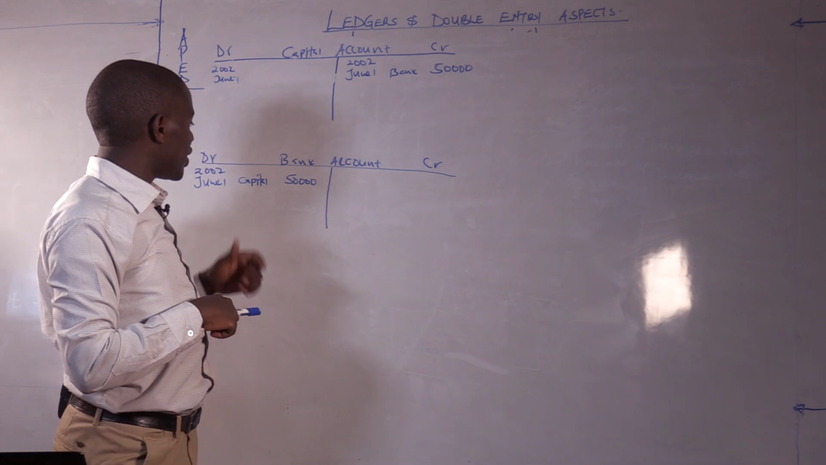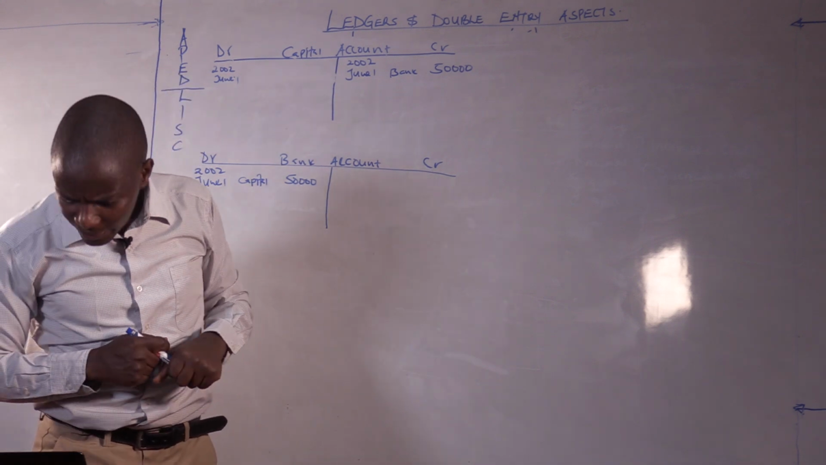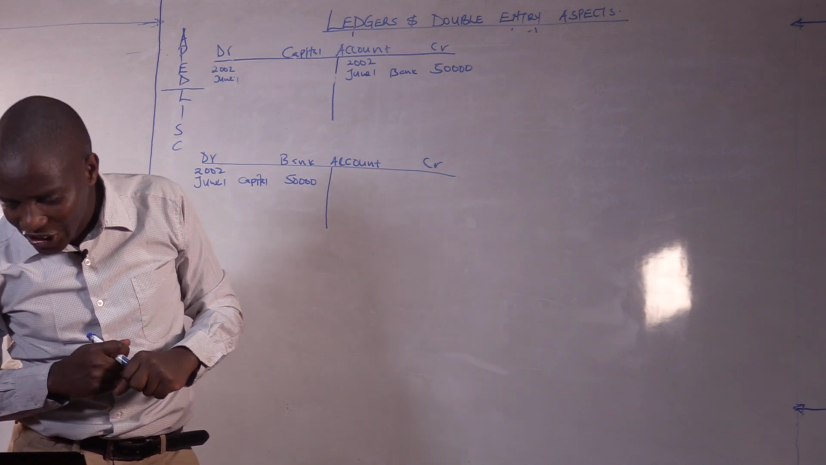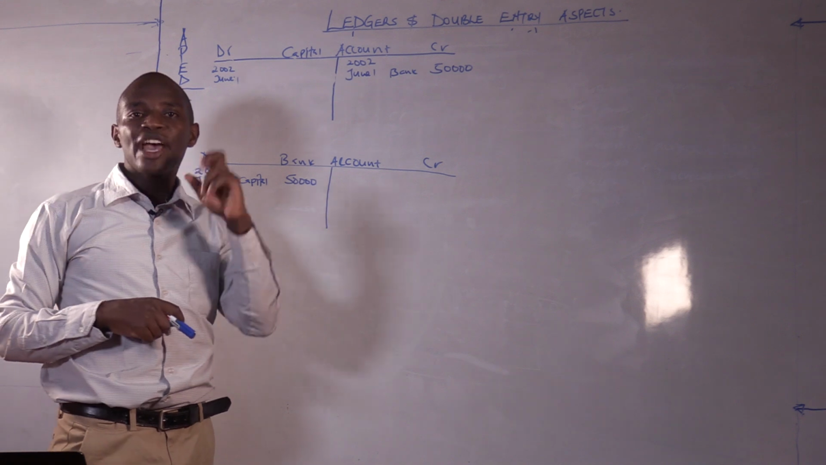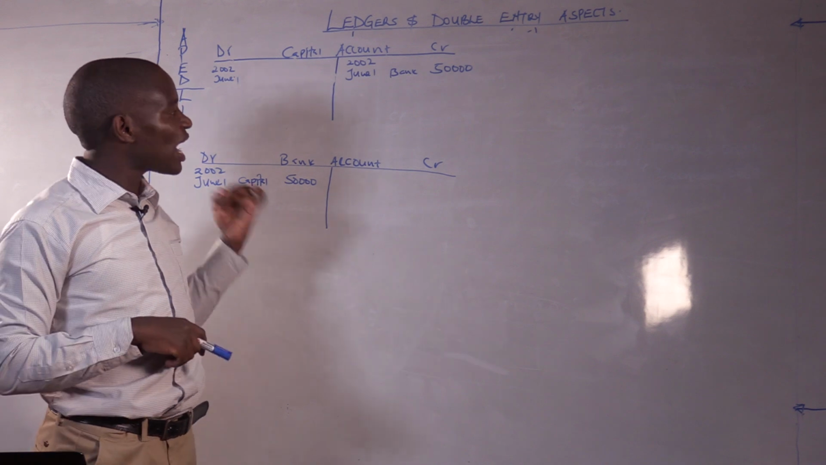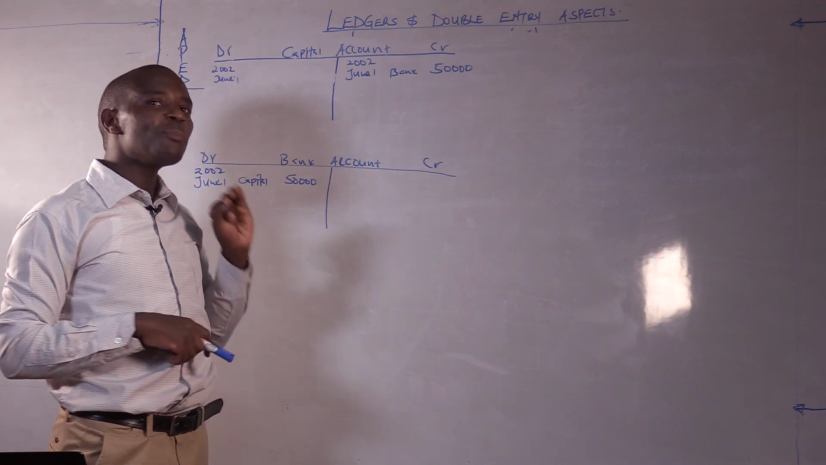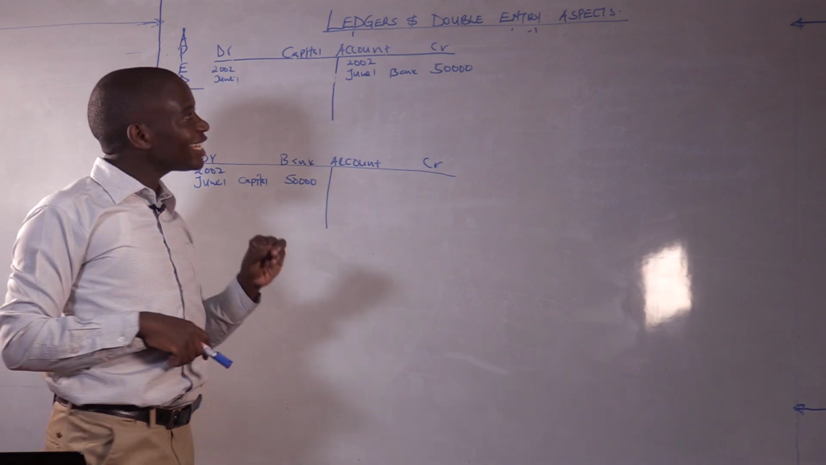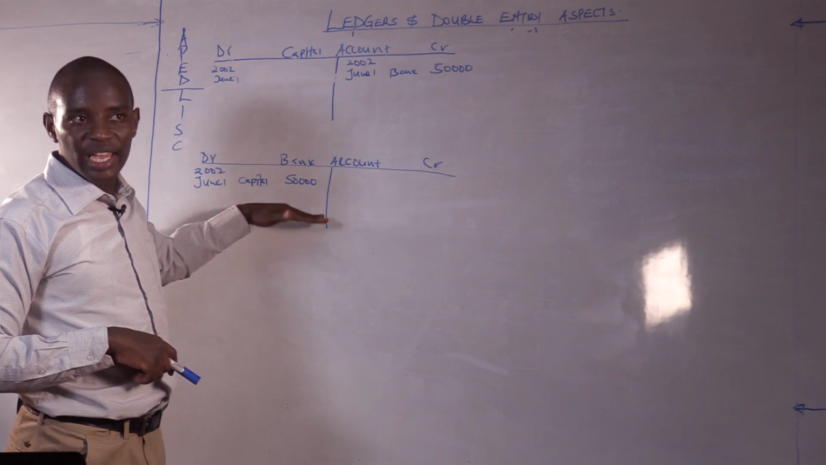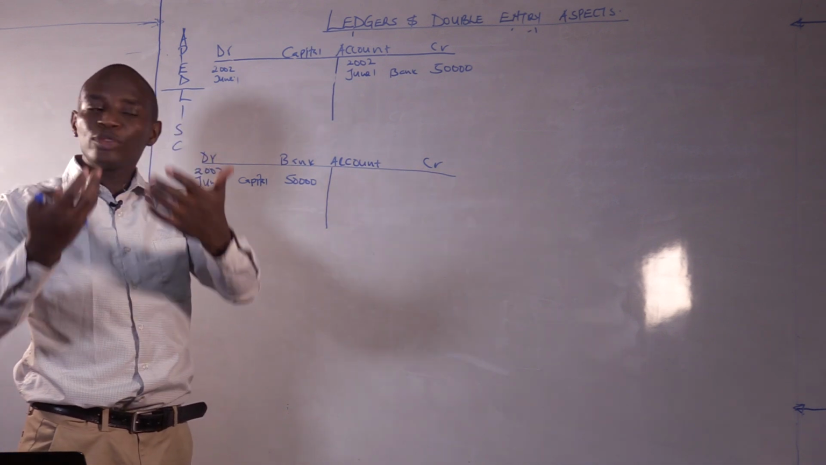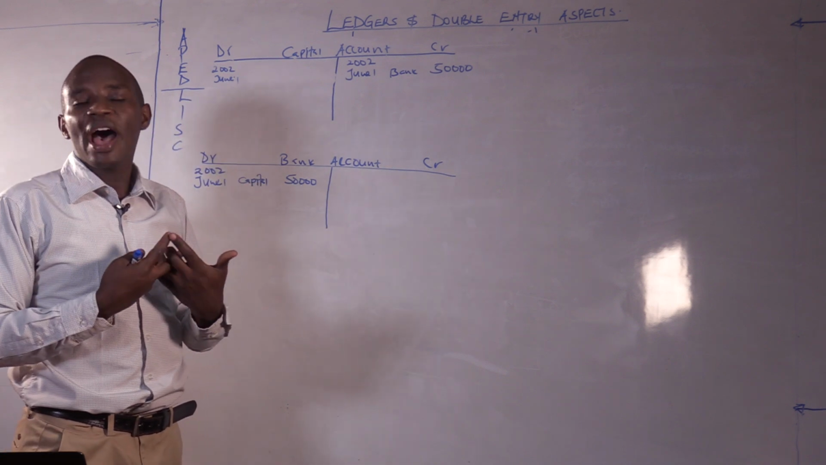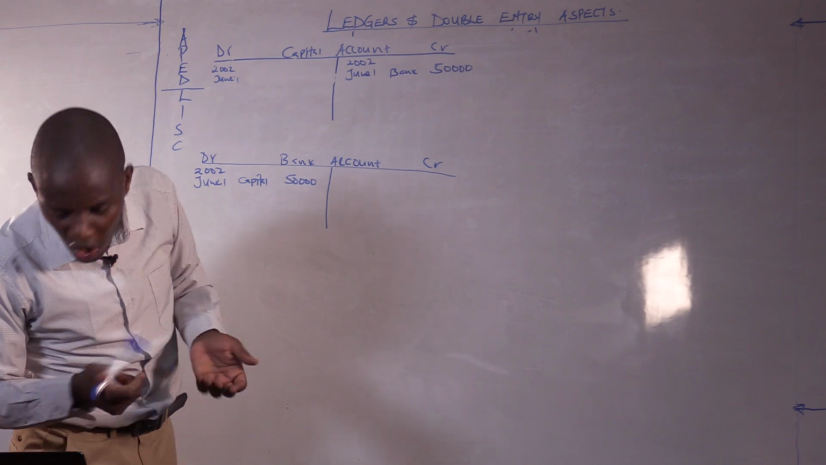The second transaction took place on 2nd June, and we are told that bought motor van paying by check. So the first thing to do in this case is to identify the accounts which are being affected. When someone buys by check, you are affecting a bank account, and the other account that will be affected is you have bought a motor van. So the other affected account will be a motor van account or a motor vehicle account.